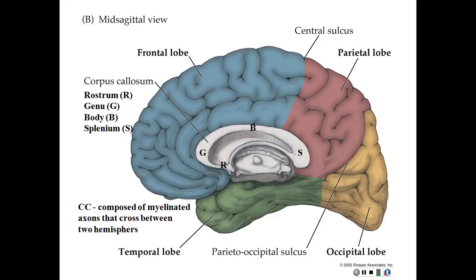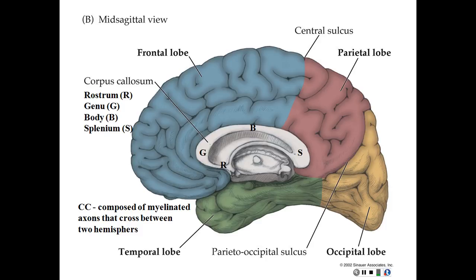The corpus callosum has these different parts, the rostrum, the genu, the body, and the splenium. The genu refers to like a knee bending, the rostrum, the front part, and the splenium is behind. And within here, we actually have these large myelinated axons that are interhemispheric. They're connecting the left and the right cerebral hemispheres.